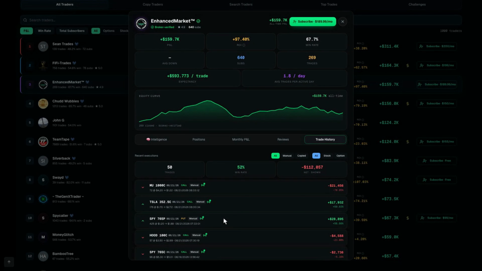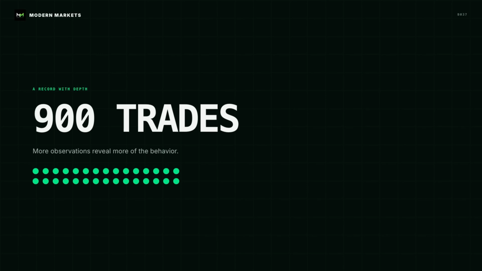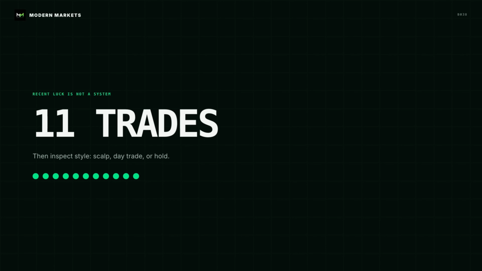Look at the losses first. Look at how many trades the record covers. 900 trades tells you something real. 11 trades tells you almost nothing, except that somebody got lucky recently. Then look at style. Does this person scalp in the first 90 minutes and get out? Do they hold positions for days? Because that decides whether their approach even fits the life you actually have.